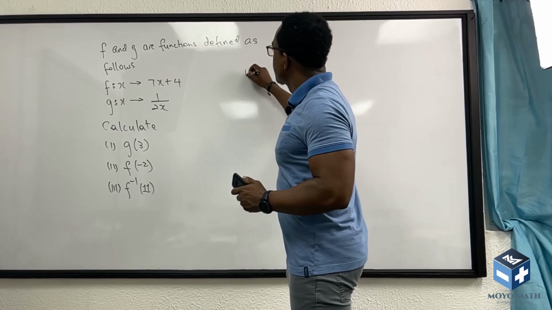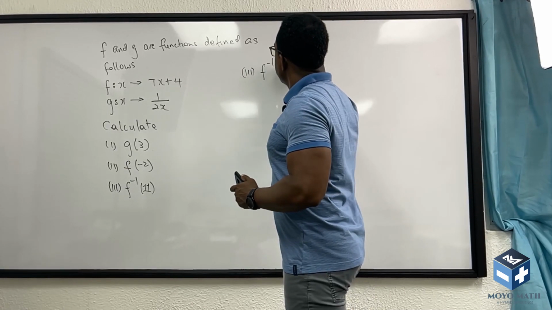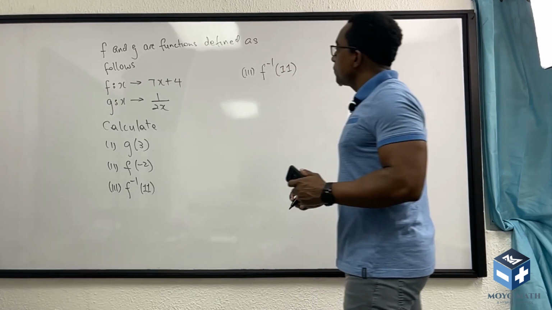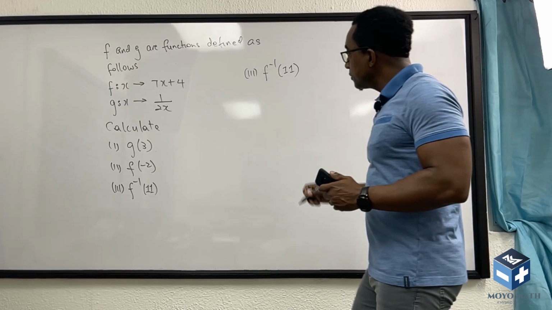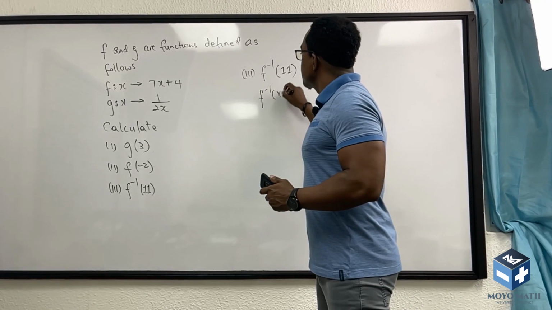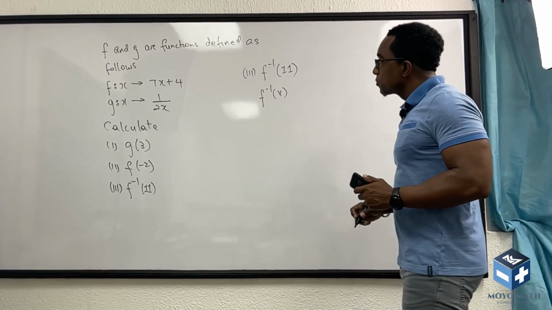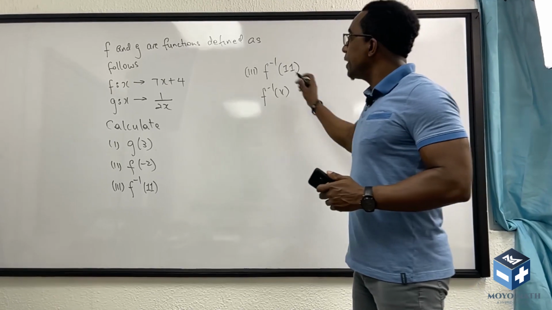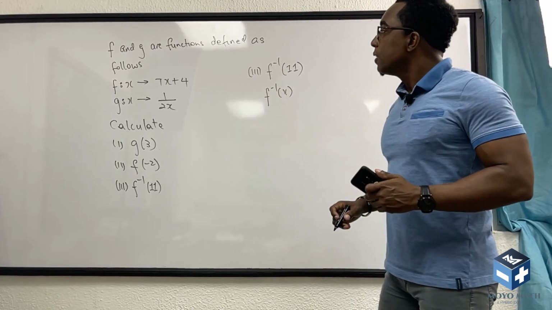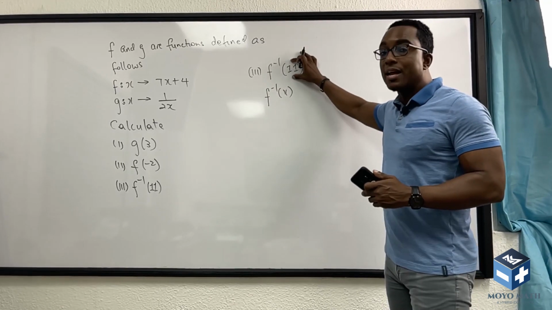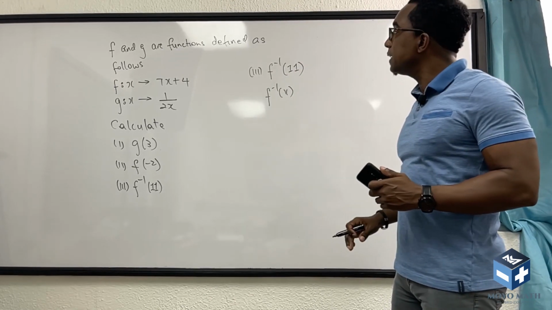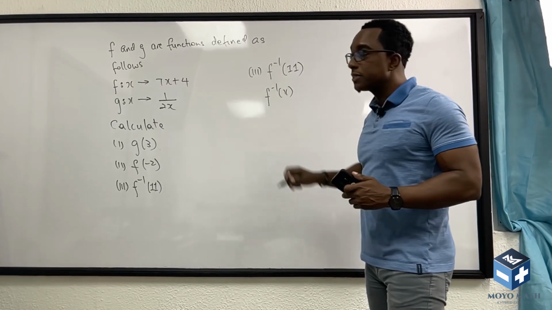So part 3, f inverse of 11. If we have to determine f inverse of 11, what we need to find first is f inverse of x. So f inverse of x will be an expression in terms of x. And when we obtain that expression in terms of x, we can substitute 11 into that expression to obtain a value for f inverse of 11.